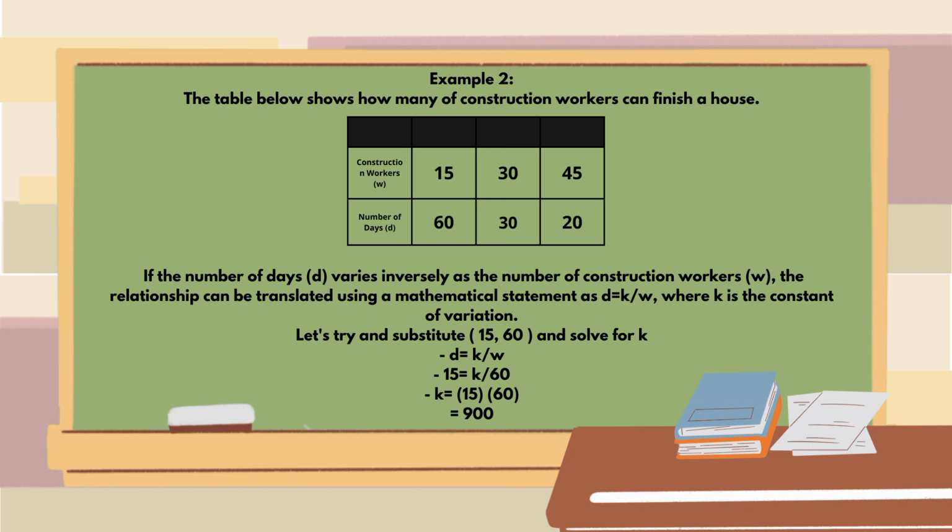Let's try another example. Our second example shows construction workers and the days needed to finish a house. When we double the workers from 15 to 30, the days required are cut in half, from 60 to 30. Like the first example, we calculate the constant by multiplying the workers by days. As you can see, the constant is 900, which represents the total amount of work. This is the total effort required to complete the entire house.